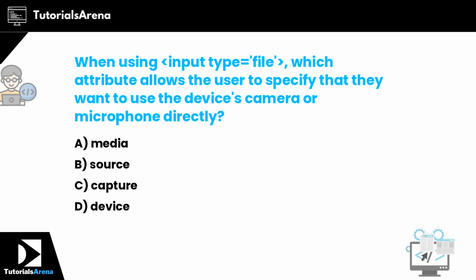When using input type equals file, which attribute allows the user to specify that they want to use the device's camera or microphone directly? The correct answer is option C, capture.